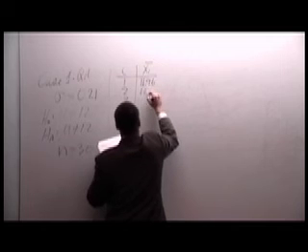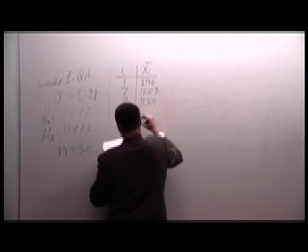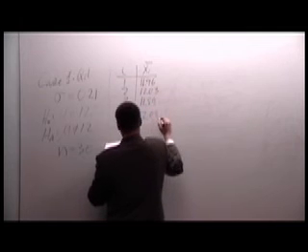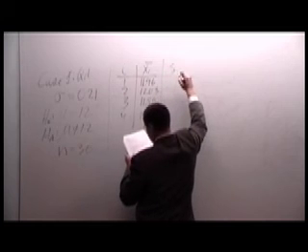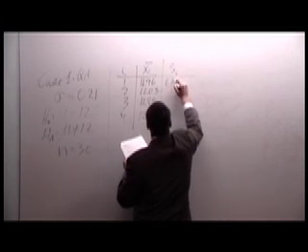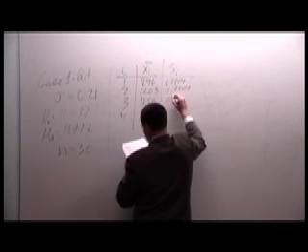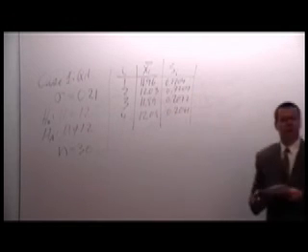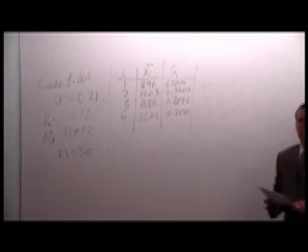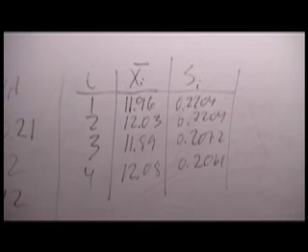For each of the samples, we gather 30 observations and calculate a mean of 11.96, 12.03, 11.89, 12.08. And just for grins, we calculate standard deviations of 0.2204, 0.2204, 0.2072, and 0.2061. Do these seem out of whack with the hypothesized population standard deviation? They seem pretty close, right?